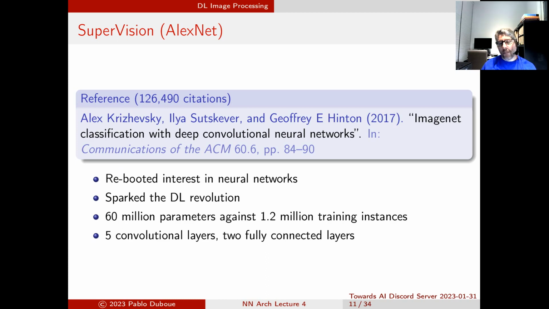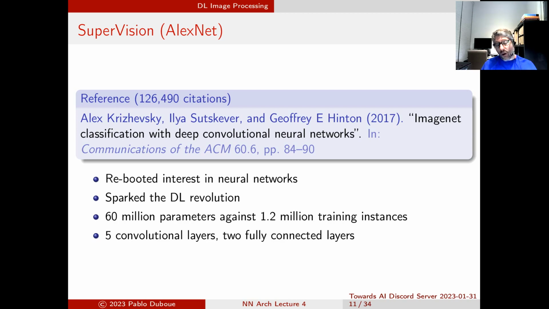Okay, so this all starts in 2012. The citation is a little tricky because this is a communication of the ACM with a reprint of a paper from 2012 from Krizhevsky, Sutskever, and Hinton, called ImageNet Classification with Deep Convolutional Neural Networks. And this paper has received upwards of 100,000 citations. Yes, it's a massively popular paper. It rebooted the interest in neural nets.